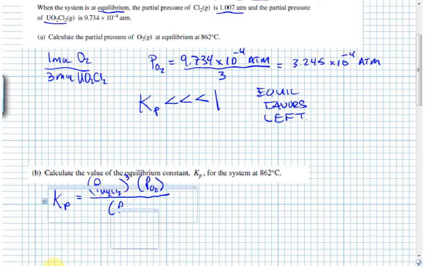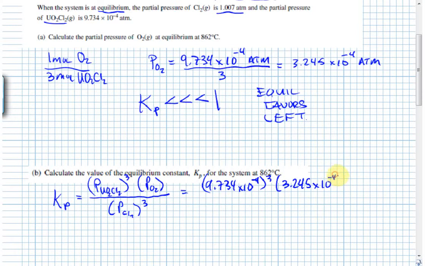cubed. Go ahead and plug in 9.734 times 10 to the minus 4th. That's cubed. 3.245 times 10 to the minus 4th to the first power. And then finally 1.007 cubed.